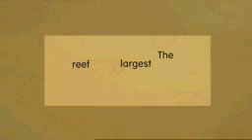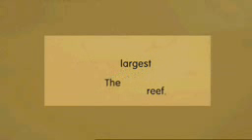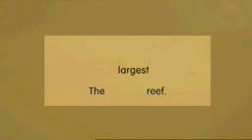Okay, now you try one. Look at these words. They form a phrase that he used. Largest, reef, the. Well, reef is the noun, so it comes last. The is a determiner, so it comes first. Largest describes the size, so that comes after the. So we have the largest reef.